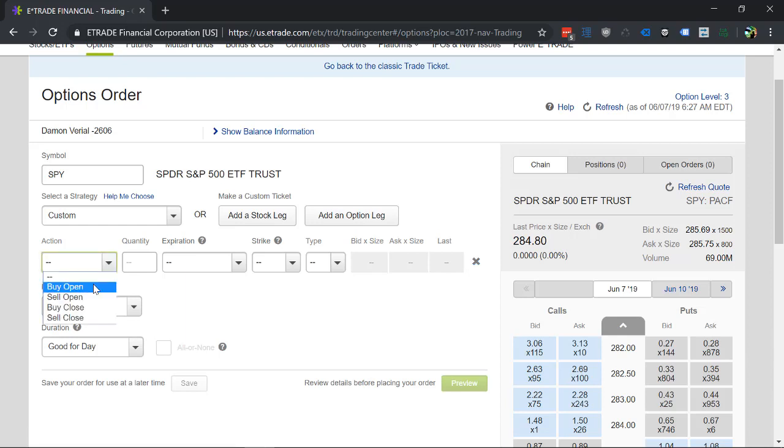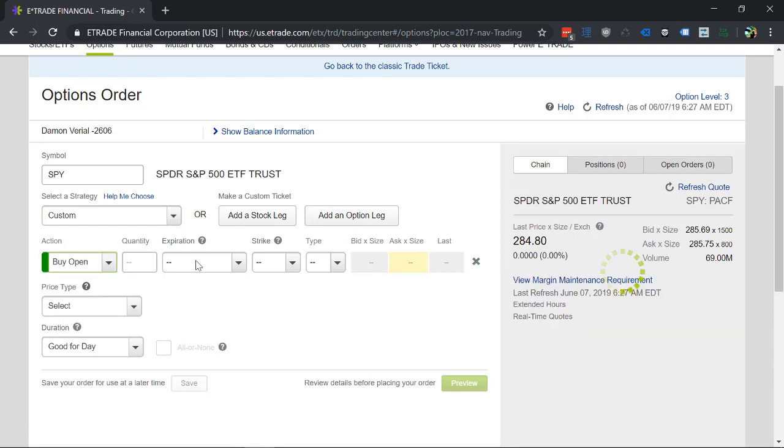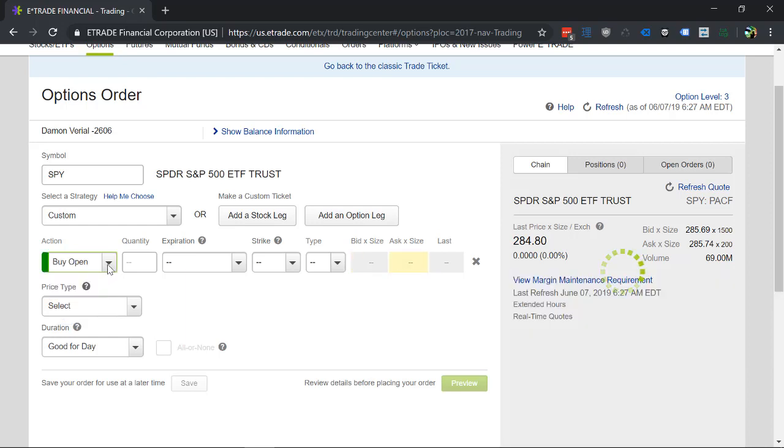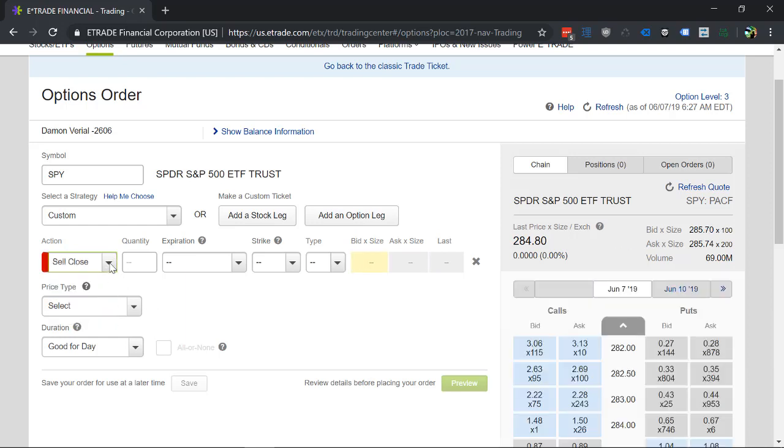Now your action is going to be buy to open. When you're done with your trade, you're going to want to sell to close. If you're only buying calls and you're not selling calls, these are the only 2 things you're going to select. Buy open when you start the trade, sell close when you're done with it. You can ignore sell open, you can ignore buy close.